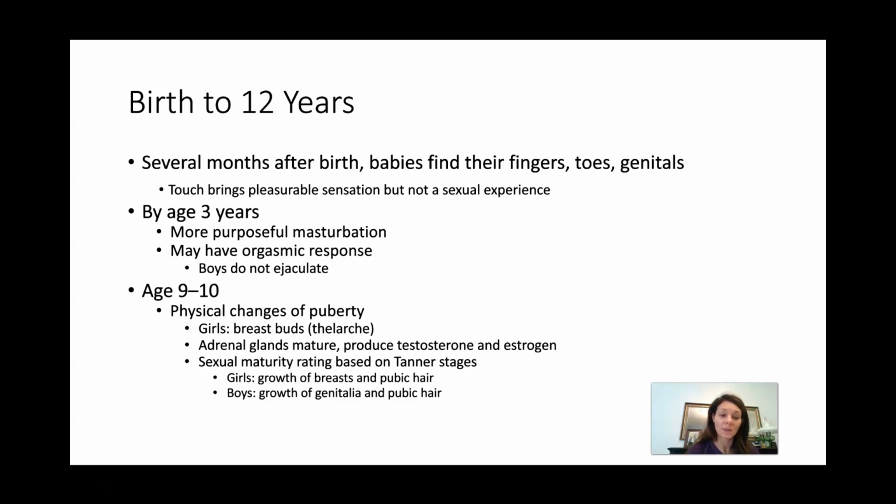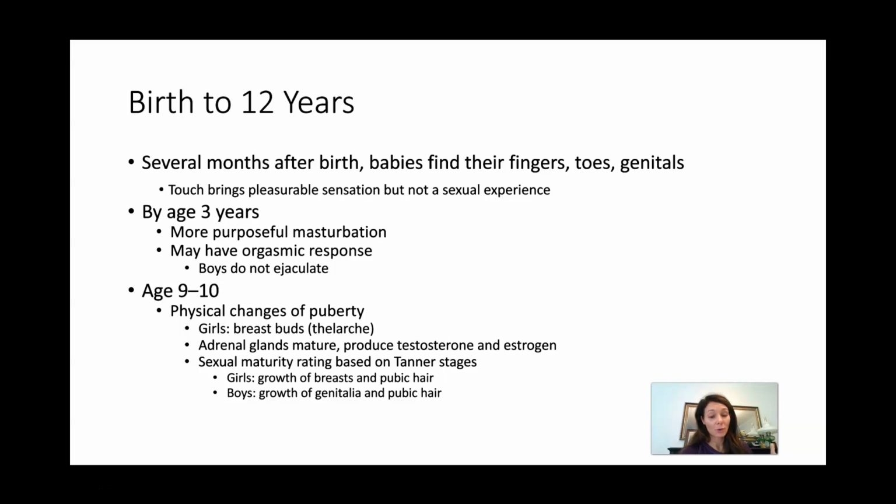When children get to be between the ages of 9 and 10, we start to see physical changes in their body. So they begin to hit puberty. You begin to see changes of puberty. Girls get breast buds. That's called thelarche. Adrenal glands begin to mature in both boys and girls, and they produce testosterone and estrogen. And whenever you see children this age in a doctor's office, we rate them on something called Tanner stages. So there's a scale of sexual maturity rating that was developed by Tanner, and we give these children a stage of where they are on the Tanner model.